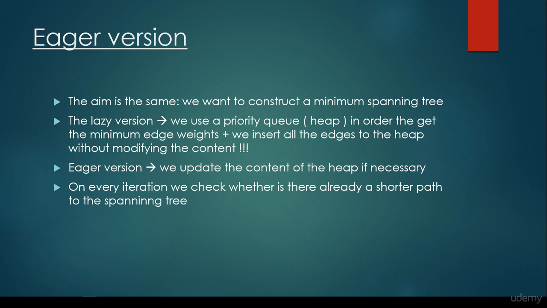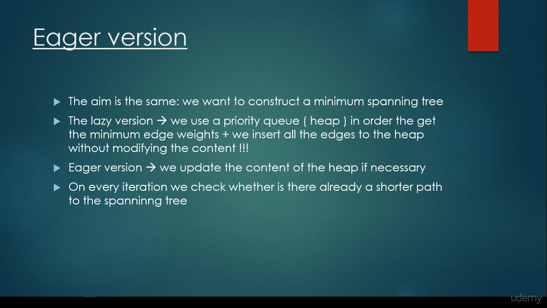In the lazy version of the Prim-Jarník algorithm, we use a priority queue or a heap in order to get the minimum edge weights. Plus, we insert all the edges into the heap without modifying the content. That's why it is called lazy: we don't care about the content of the heap, we don't update it, we are lazy.